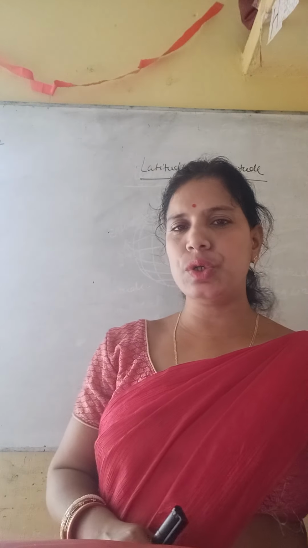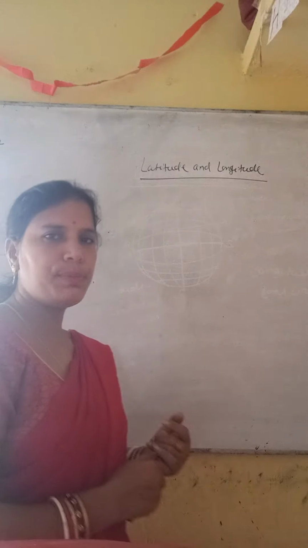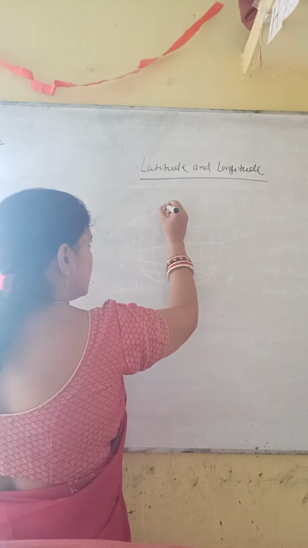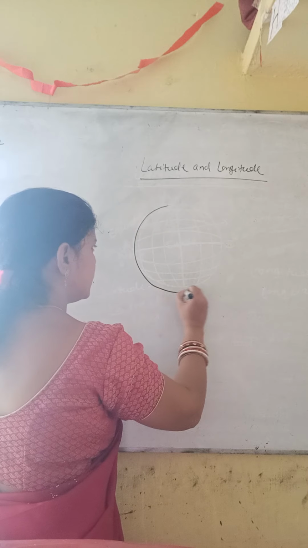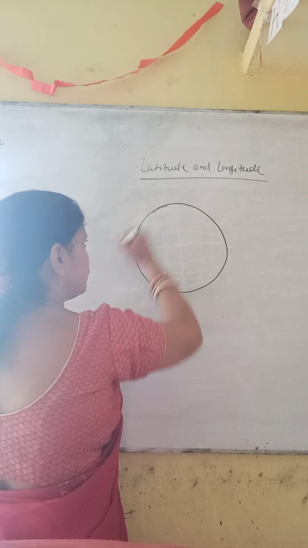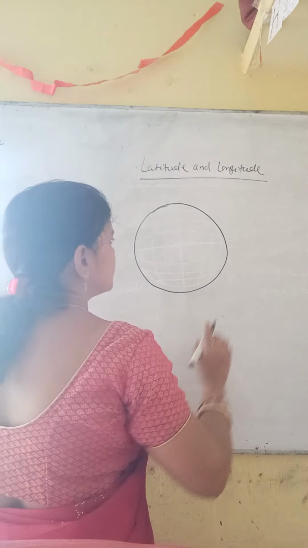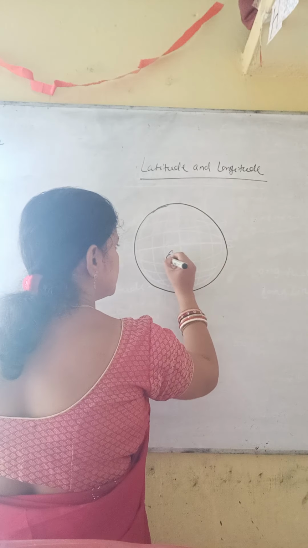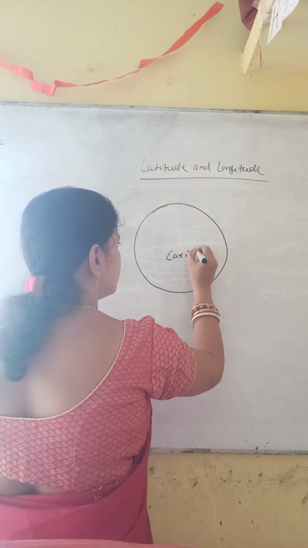My dear students, just look, I am drawing one picture on this blackboard, and from this you will get some idea about latitude and longitude. Just look, I have drawn one picture. What is this? Yes, this is the Earth. This is the picture of the Earth.